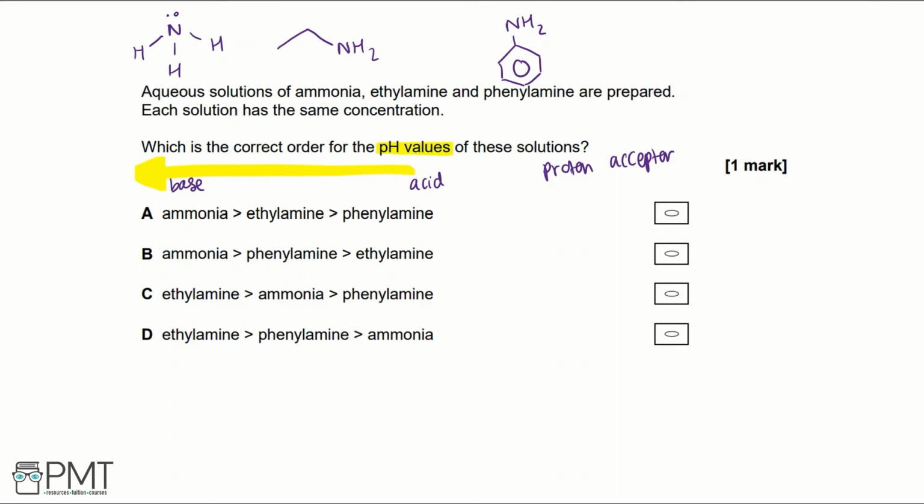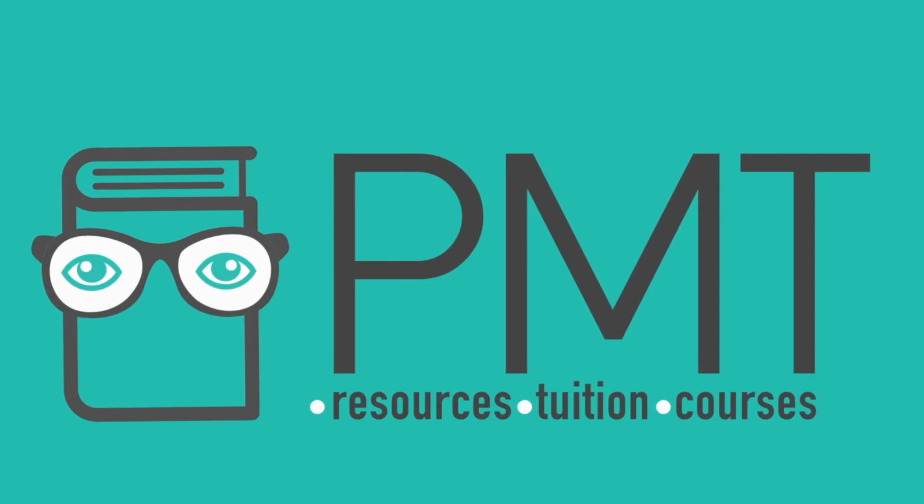So that means that it's going to be the most acidic. So we're going to have phenylamine being the furthest on the right. So it's either A or C. But then we also needed to think about how easy it is for ethylamine to accept a proton because of its electron donating effect. And so that means it's going to be the most basic. So it's going to be the furthest on the left. And then ammonia's in the middle. So our answer is C. And to get the mark for this question, you need to circle the box that corresponds to C.